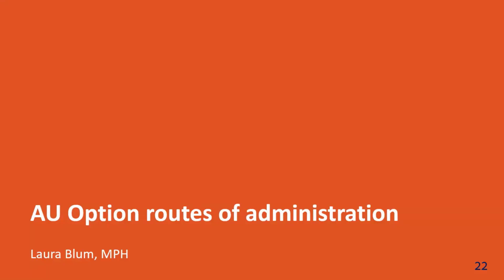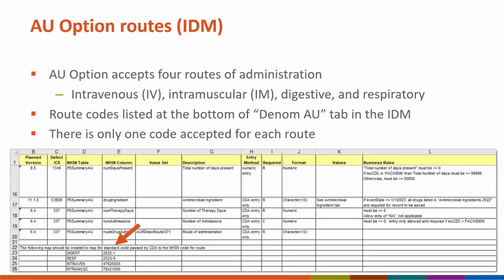So now let's go over the AU option routes of administration. The AU option accepts 4 routes of administration, and those are intravenous or IV, intramuscular or IM, digestive, and respiratory. The route codes are listed at the bottom of the Denom AU tab in the IDM, and there's only one code accepted for each route. So we only have 4 route of administration codes that are accepted at this time. And if you scroll all the way to the bottom of the Denom AU tab, that's where they're located.